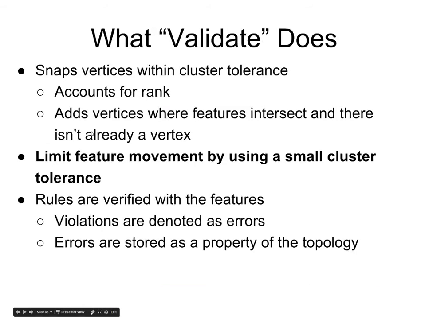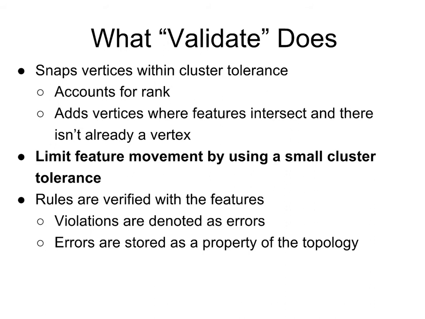So what validate does, it snaps vertices together that are within the cluster tolerance. It accounts for ranks so that vertices are moved to the feature classes with the highest rank. So if you know one feature class is more accurate, you make everything snap to it. It adds vertices where features intersect if there isn't already a vertex.